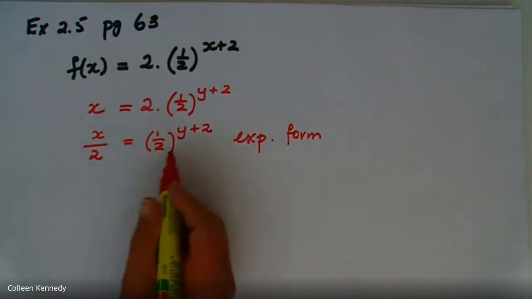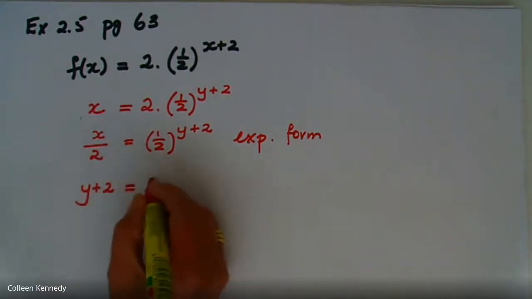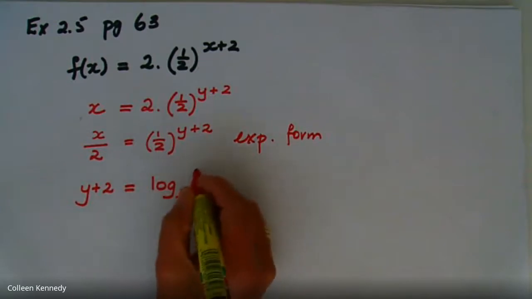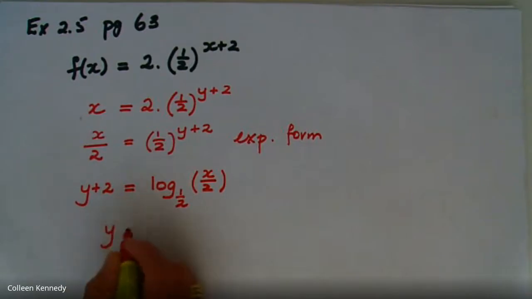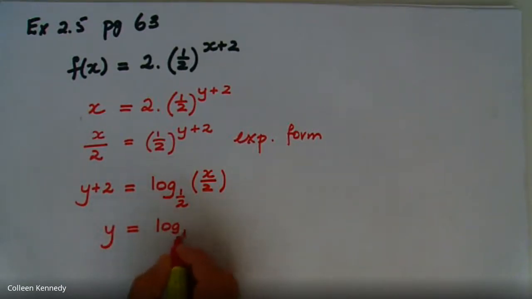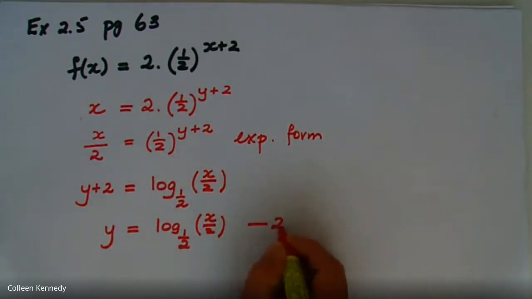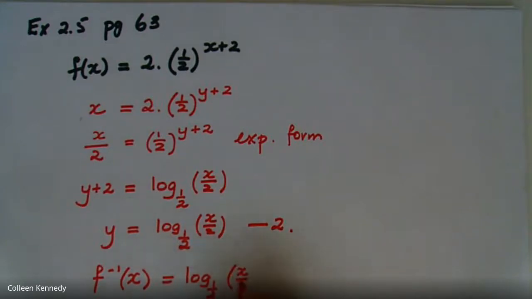So putting this into log form, you say the exponent, which is y plus 2, equals log. Your base is a half of x over 2. And so your y is going to equal log to the base a half of x over 2 minus 2. And that's going to be your inverse, written in that form. Log to the base a half of x, minus 2. That's the log minus the number 2.